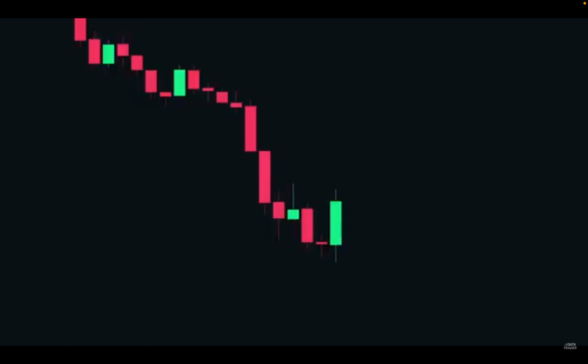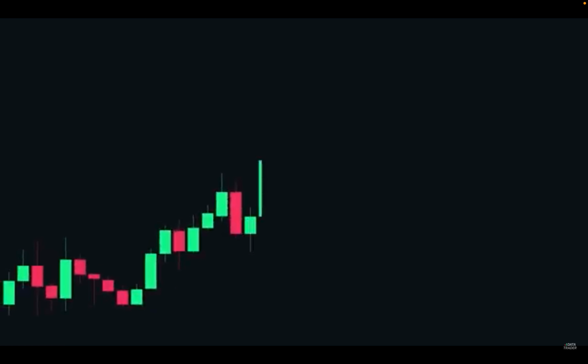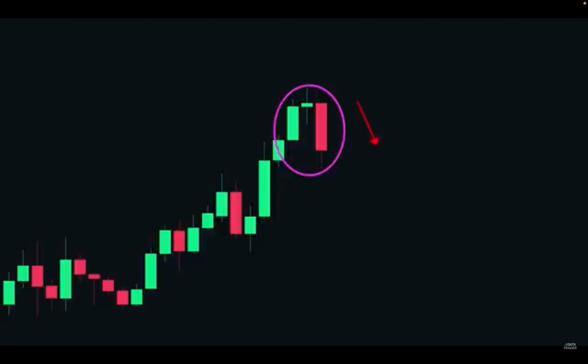To trade this, you can enter a buy position at the closing price of the third candle and place your stop loss at the lows of the second candle. In the case of a bearish 3-bar reversal pattern, it's the opposite. During an uptrend, if this pattern appears, it signals that the trend may reverse downward. In this case, you can enter a short position at the closing price of the third candle and stop loss placed at the highs of the second candle.